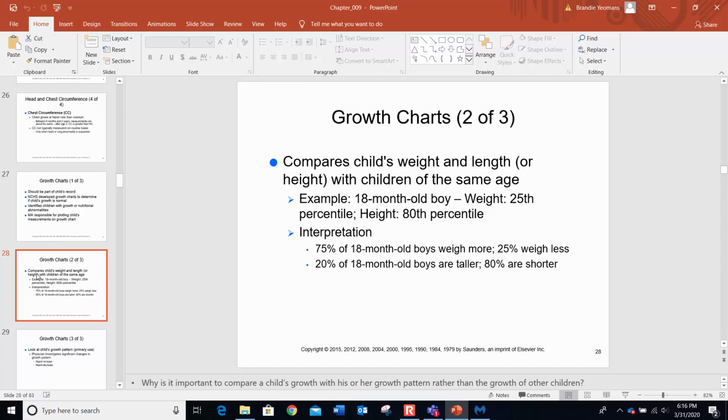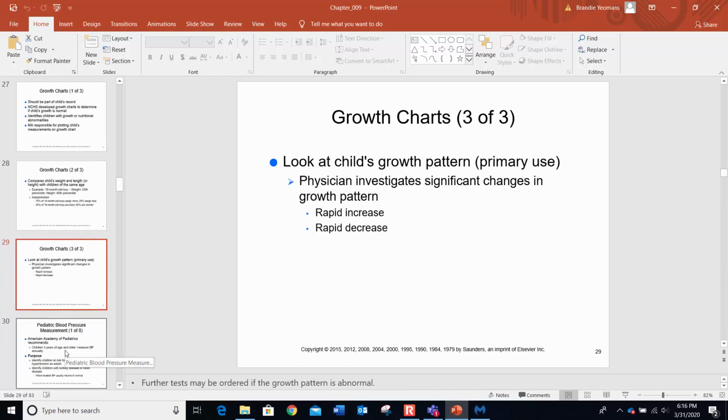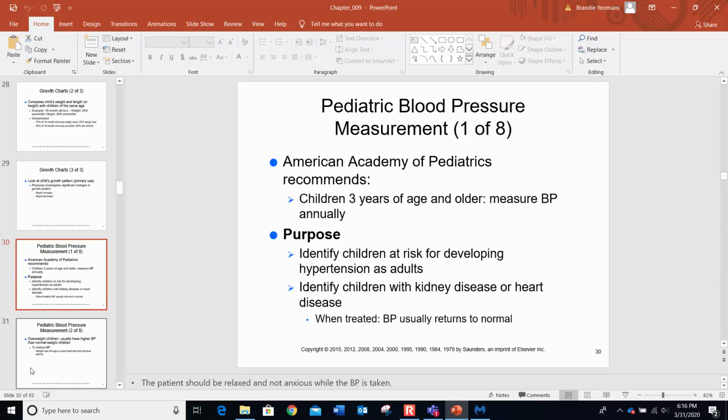It's kind of confusing, but this is just a good way to break it down simply. Okay? So we're looking to see if there's a rapid change. Is it up? Is it down? We've got to make sure that we report that information to the pediatrician so we can make sure that further testing and further action can be done if needed.